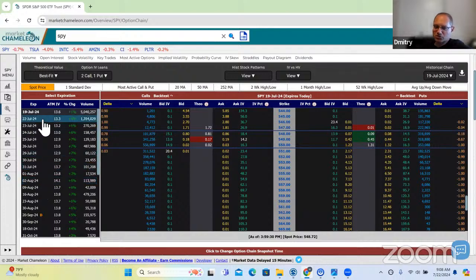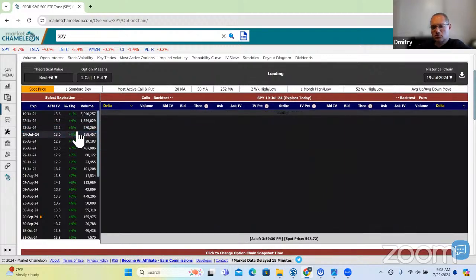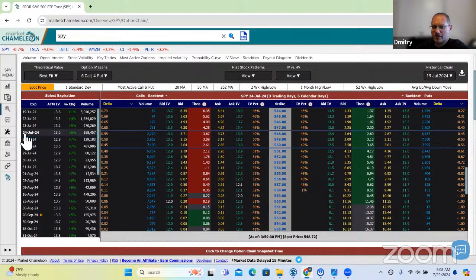Then when you click on one of these expirations, let's just do one here, I'll do July 24th, let's say. When you click on one of the expirations on the left-hand side, it's going to load the options chain for that particular expiration. So I just clicked on July 24th, and now I've got the July 24th expiration. You can see here five calendar days, three trading days left. And these are the calls on the left-hand side, puts on the right-hand side, with prices and statistics.